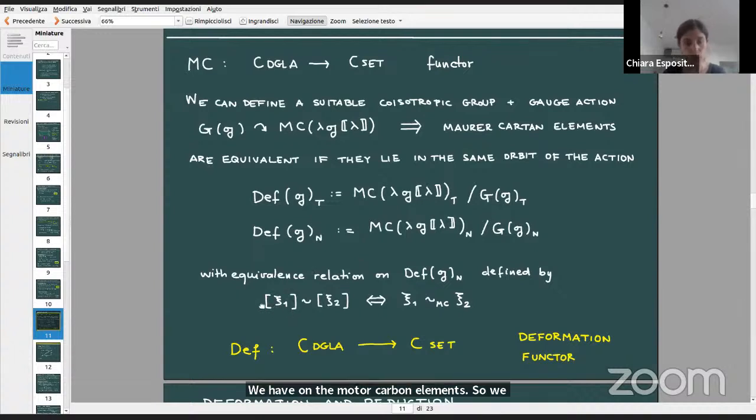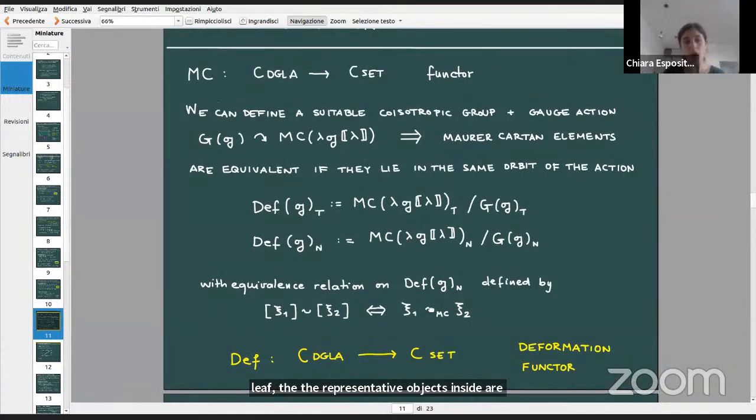So we have two equivalence classes, which are equivalent if and only if the representative objects inside are equivalent in the sense of the Maurer-Cartan. So you see, we got at the end a deformation functor, from coisotropic DGLAs to coisotropic sets.